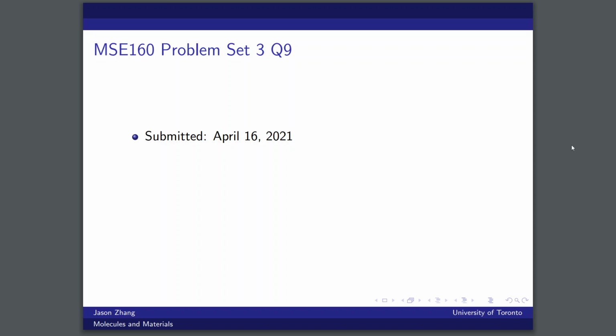And today I'll be going over a problem from problem set 3, which is the final problem set of the course. I'll be going over question 9, and I submitted this on April 16th, 2021. The topics of this question include phase diagrams, tie lines, and the lever rule.